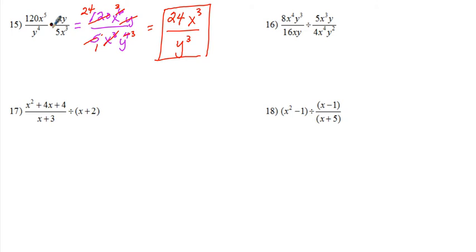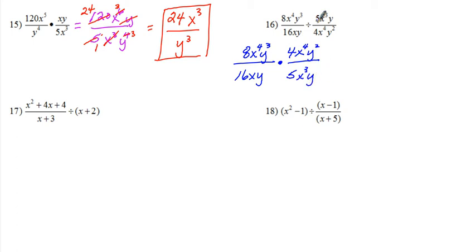That was a multiplication. Caution here, we have a division. So let's make sure we do the flipping. This stays the same, 8x to the 4th, y to the 3rd over 16xy. Instead of dividing, we're going to multiply by the flip. 4x to the fourth y squared moves up there. 5x to the third y comes down there.